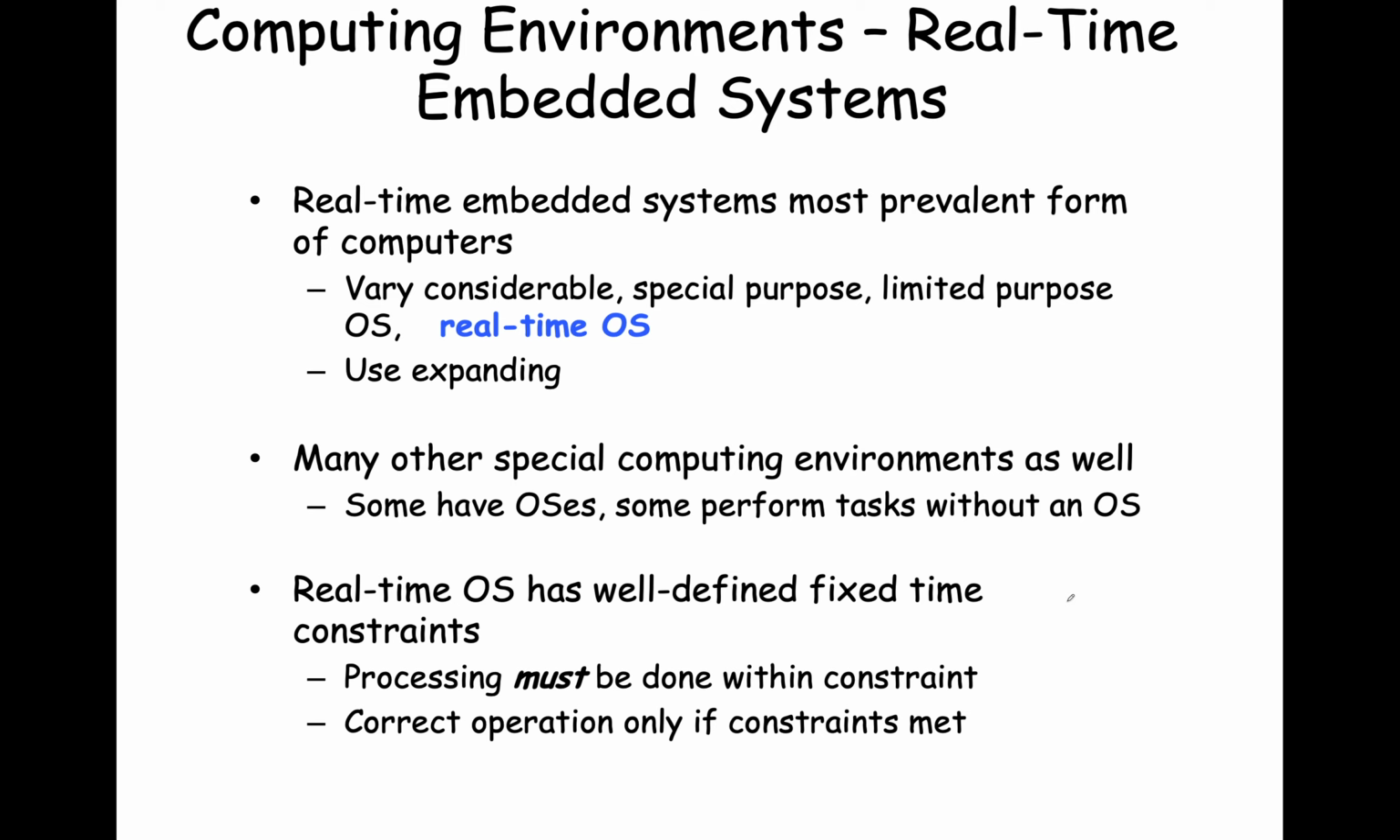So there are many other specialized environments, and real-time OSs have fixed time horizons. Not only do you have to get an answer, you have to get an answer within a specific amount of time. The reason for that is that, say, like autonomous driving, if there's a car that's stopped ahead, you have to start braking within a split second. You can't afford to have something take 30 seconds to compute. And so the operation is correct not only for the value of the output, but also that it was done in a suitable amount of time.